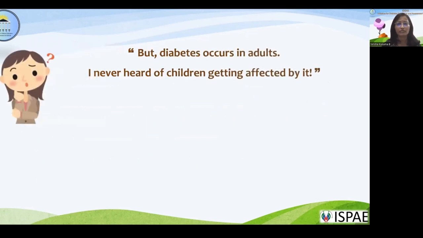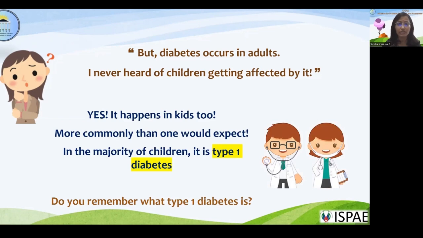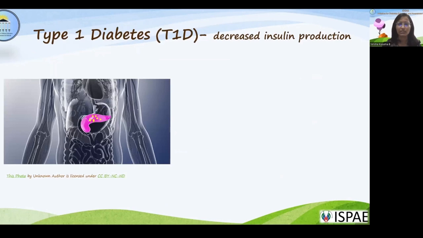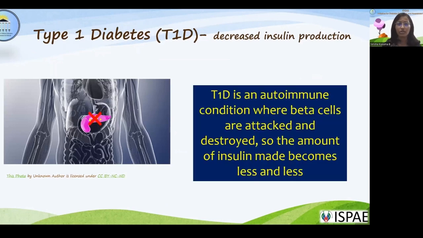But you may ask, I have seen diabetes happening only in adults. I never heard of children getting affected by it. Of course, it does happen in children too, much, much more than one would expect. In most of these children, when diabetes happens, it's usually type 1 diabetes. So, just to remember what type 1 diabetes is, there is decreased insulin production because of autoimmune destruction of the beta cells of the pancreas gland.